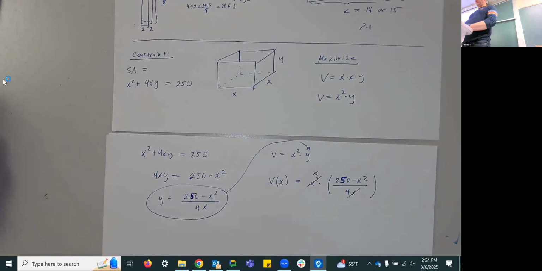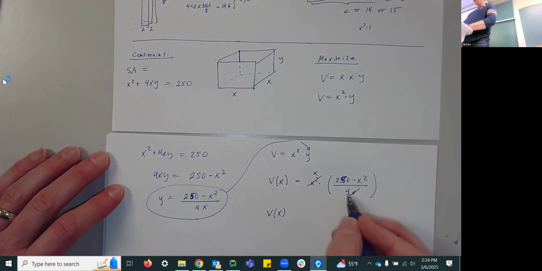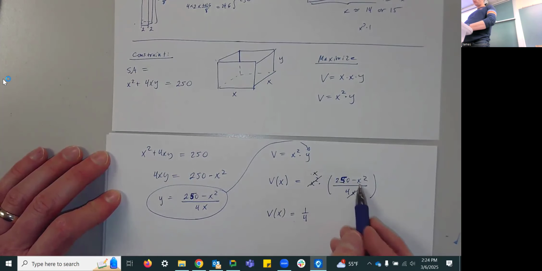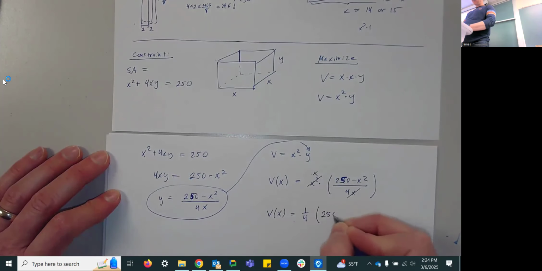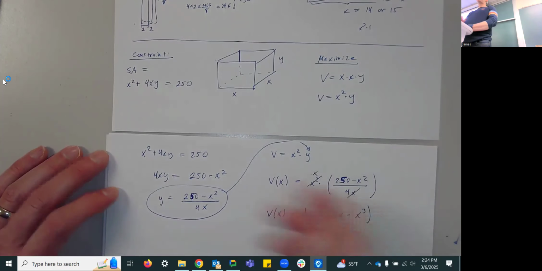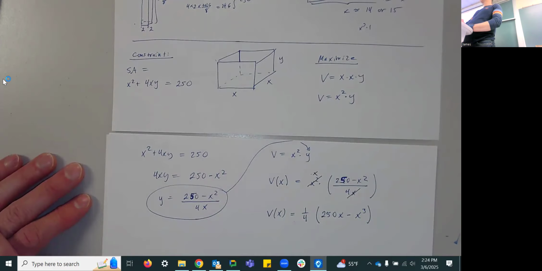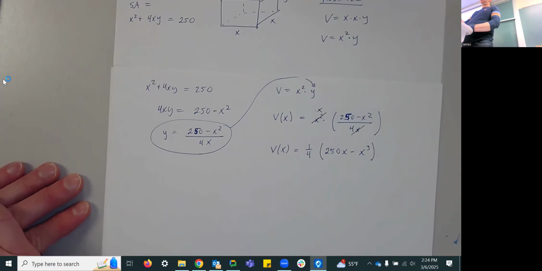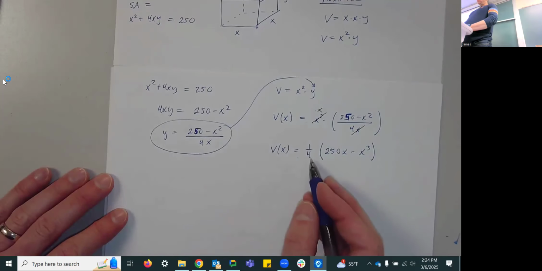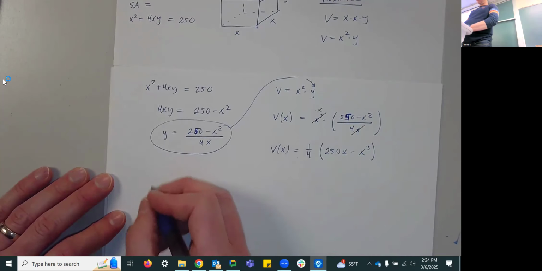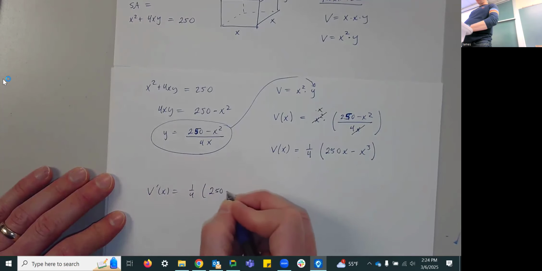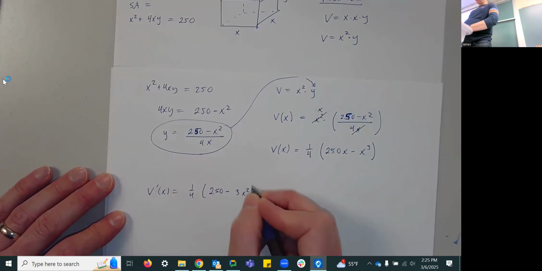And then I would choose to rewrite this in the following way before I differentiate. The divided by 4, let's put that out in front as a 1/4. And the x times 250 minus x squared, let's distribute that and get 250x minus x cubed. Now we're going to take the derivative, set it equal to 0, find the point. So v prime is 1/4 times 250 minus 3x squared.